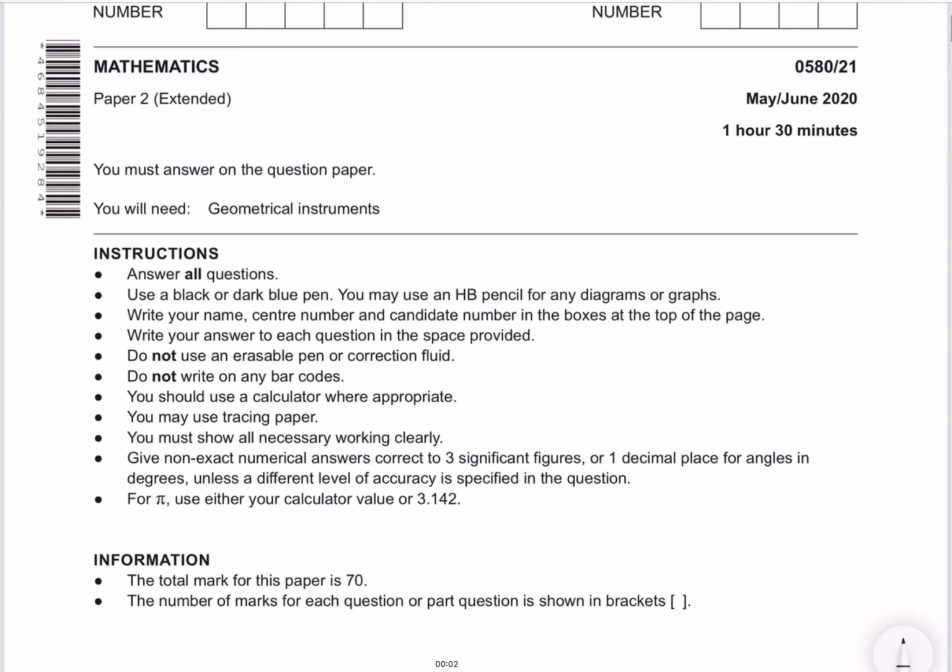Assalamu alaikum. This is May June 2020, paper 2-1, code 0580, extended. Let's solve this paper today.